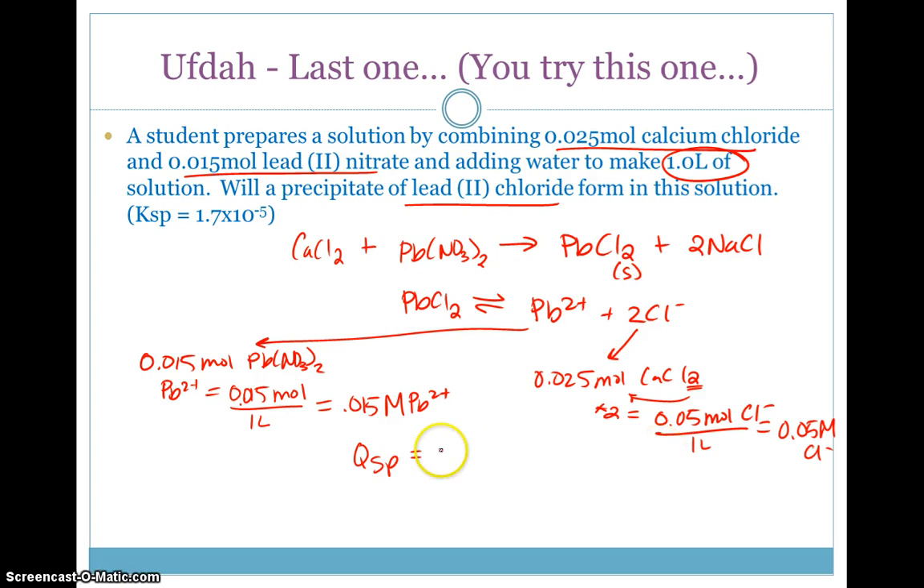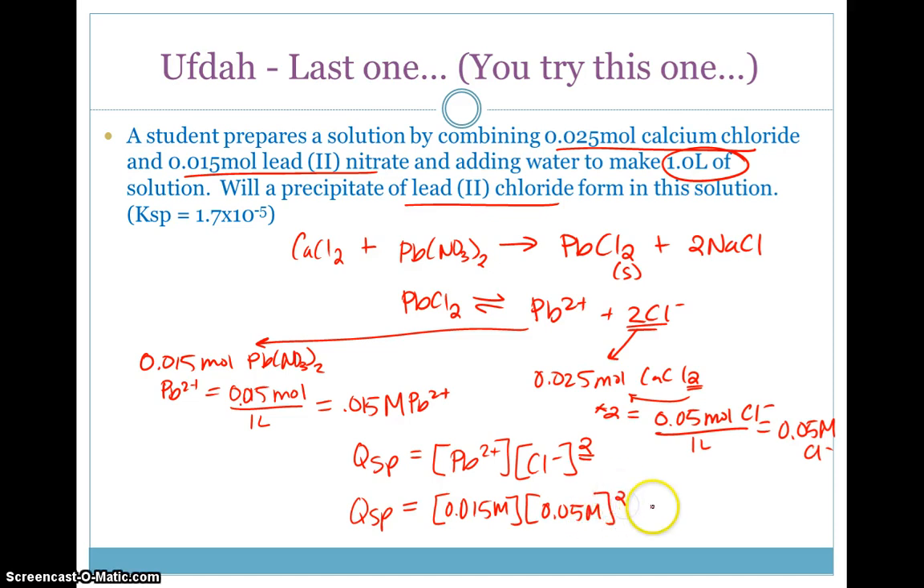So we have Qsp, and we're going to write the expression first. Based off of what we know about chemical equilibrium, because we have 2 of these Cl's present in our chemical equilibrium, we're going to have to square whatever concentration we get for our Cl minus. So for our Qsp, we're going to put 0.015 molar in for our Pb, and we're going to put 0.05 molar for our Cl and square that, and that's going to give us a value of 1.4 times 10 to the negative 4th. So that's what we got when we put these ions in.